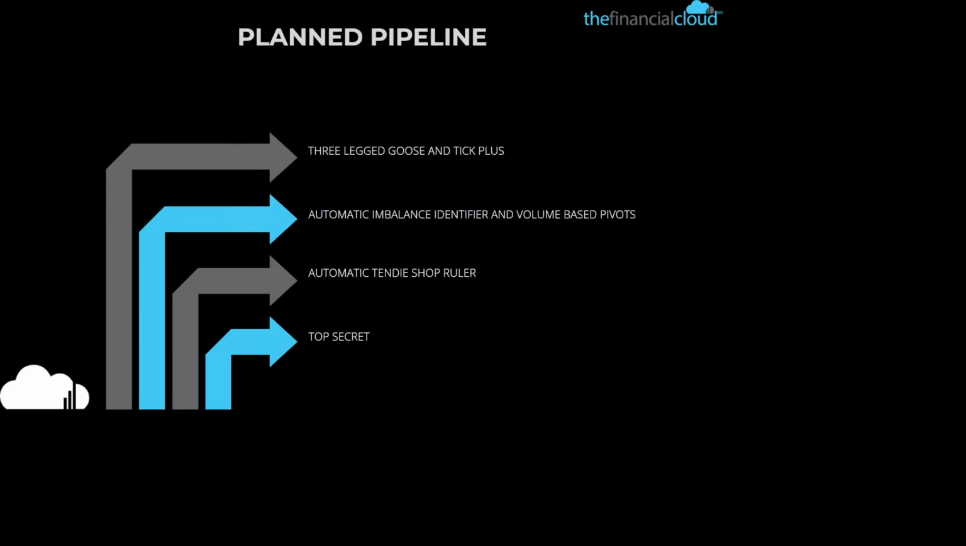Automatic imbalance identifier with volume-based pivots. And this is a little hint for those who are paying attention. What comes next? Automatic trendy chop ruler. For those who have been hanging out in our channel and understand the way we trade momentum, I think that'll be a good hint for what's coming up next. After that, top secret. Lots of things in the works. This entire package will be minimum 6 indicators with updates and build outs on those 6 moving forward as well.